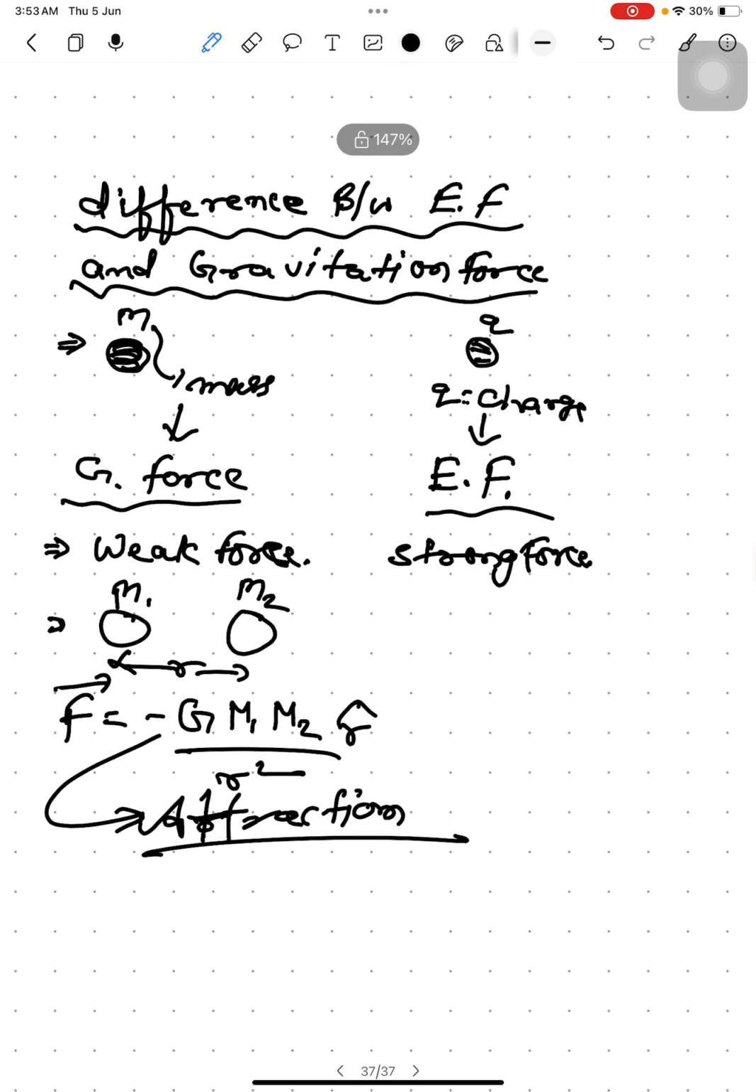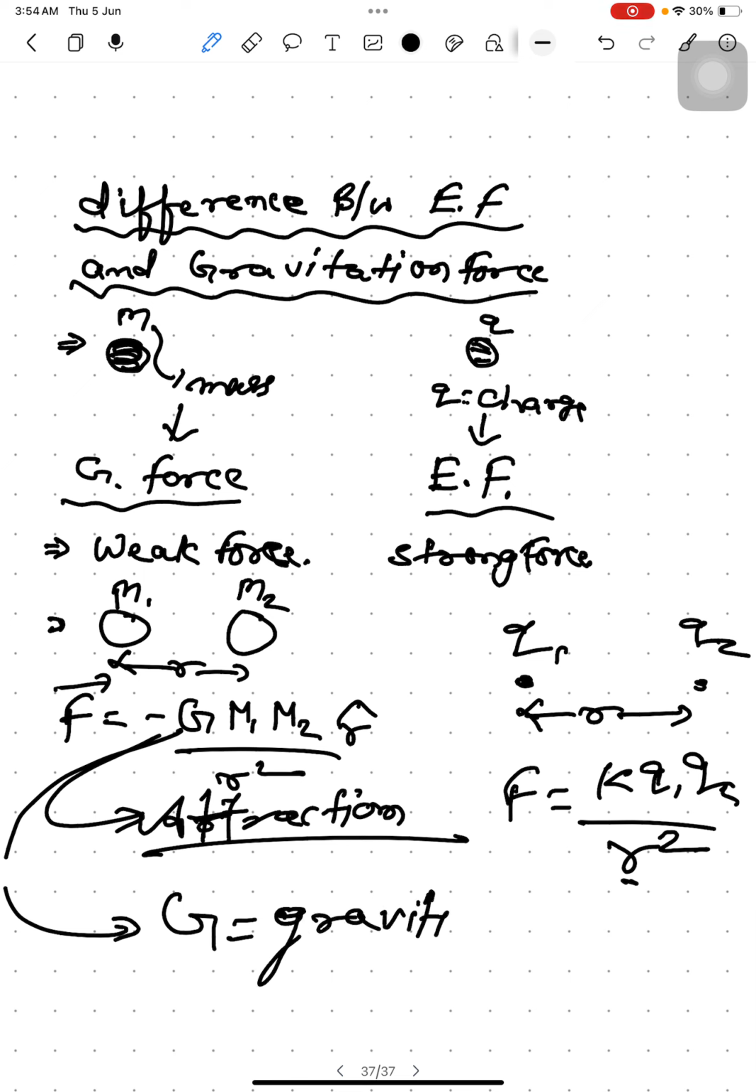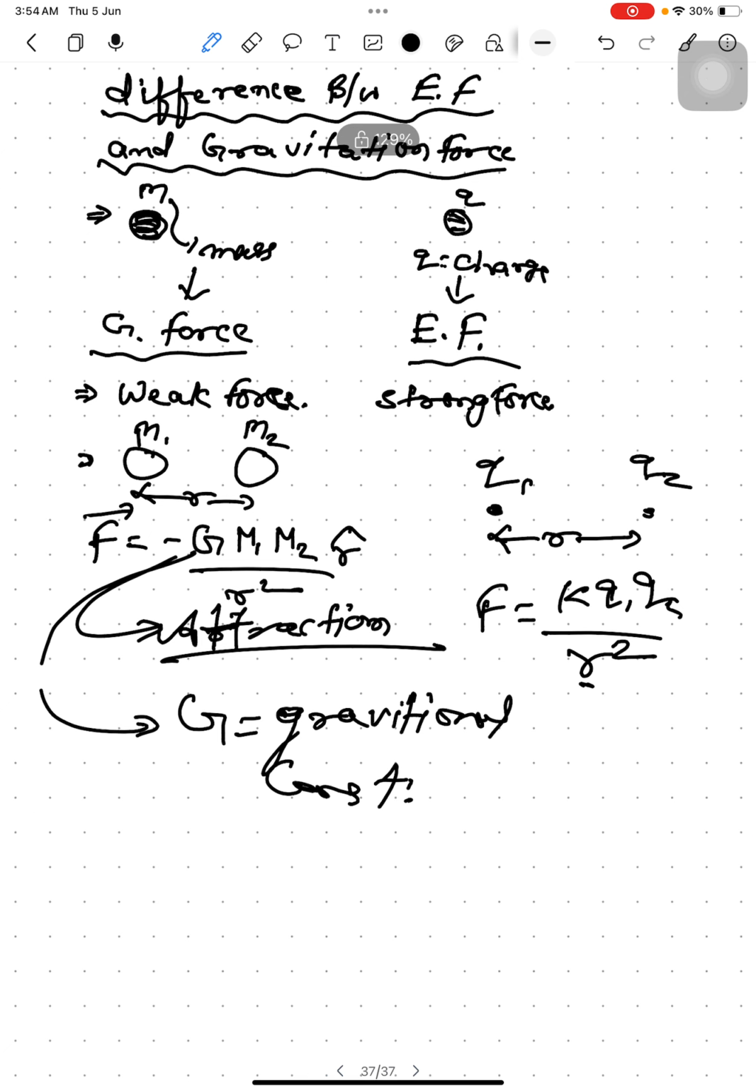charge q1 is placed at one position and another charge q2 is placed at another position, with distance r between them. Then the electrostatic force is k q1 q2 by r square. The distance is the same in both, but here G is the gravitational constant, whose value remains the same in each condition, whereas here the constant is the Coulomb constant.